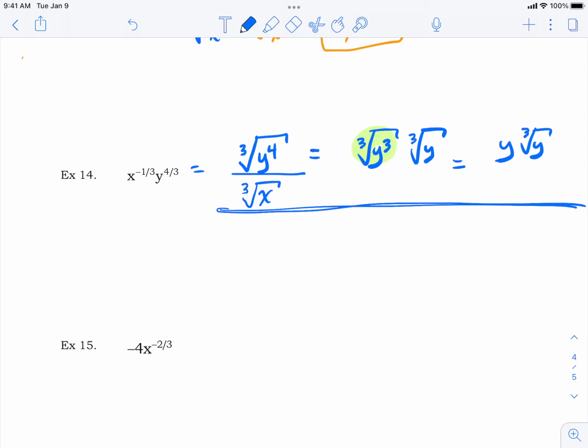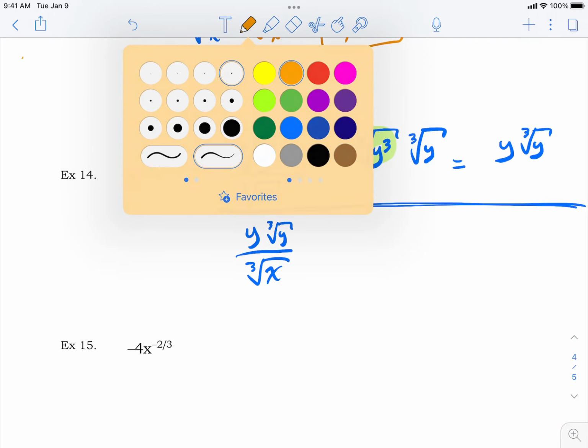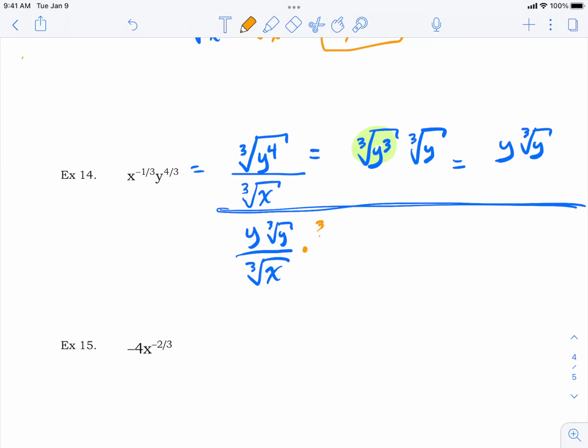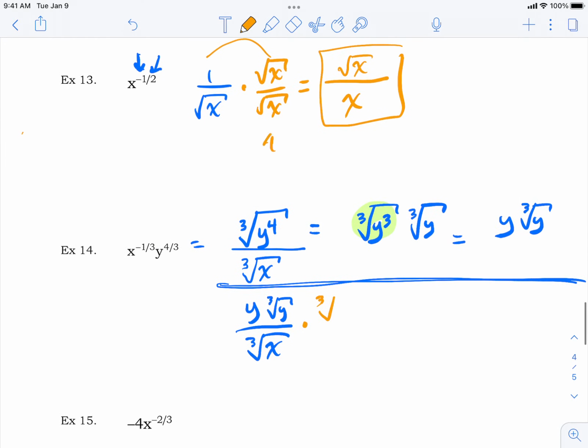So the top has simplified to this, y times the cube root of y. The bottom is still this cube root of x, which I really don't like because we don't like radicals in our denominators. So we have to fix it, and the way you fix it is almost the same way as what we were doing up here.